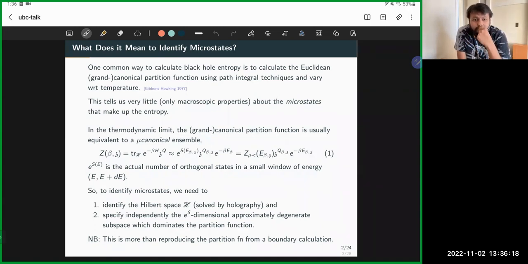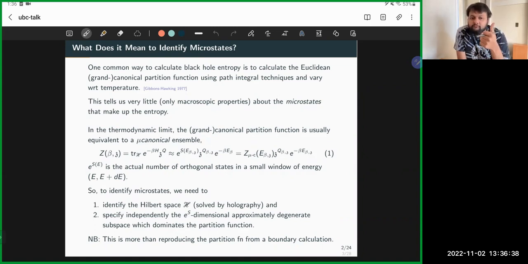Okay. Here Z is a fugacity and e to the minus beta H, you know everything about. Good. And e to the S is, of course, the number of states that exist in this microcanonical fixed charge ensemble. Okay. So to identify microstates, we need to do two things.